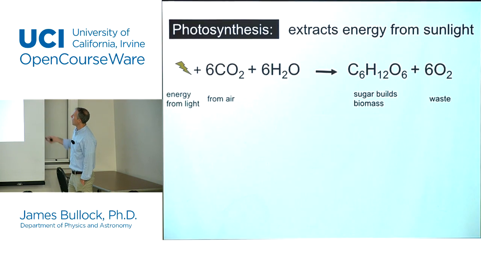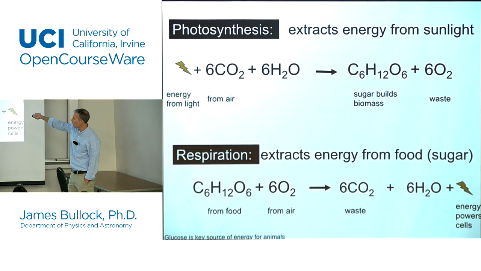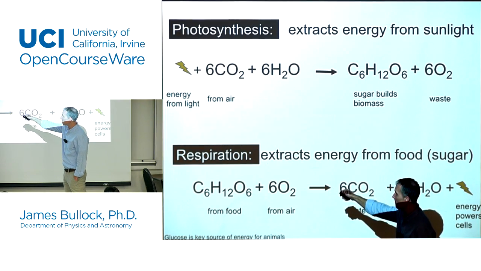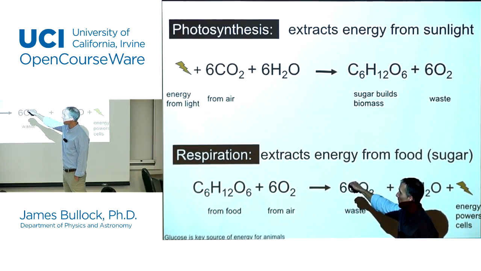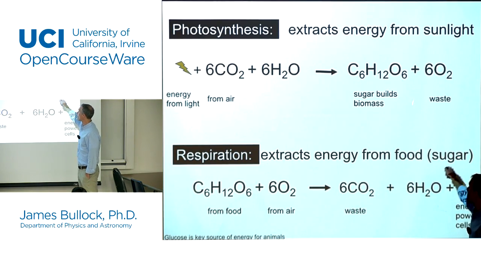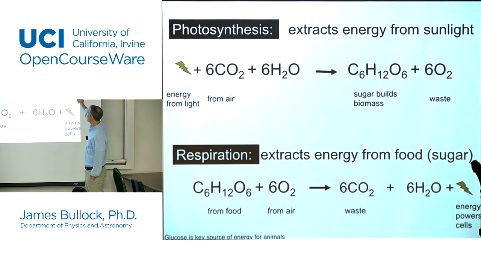Okay. Now, I've shown you this equation before, but I just want to compare this to the one for respiration. And the amazing thing is that the basic equation for photosynthesis is the reverse of the basic equation for respiration. So let's go through photosynthesis one more time. You take energy from light, you add that to carbon dioxide from the air and water, and you produce sugar, this glucose molecule, and then the waste product of oxygen.